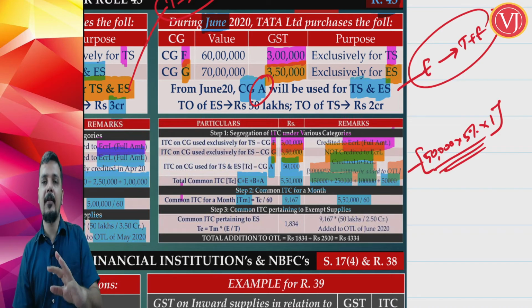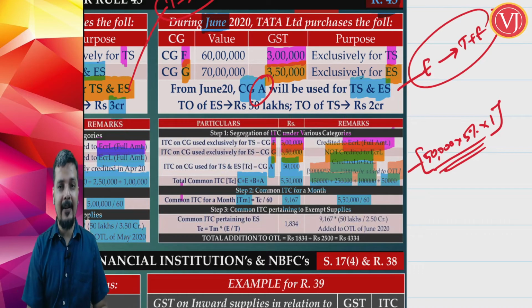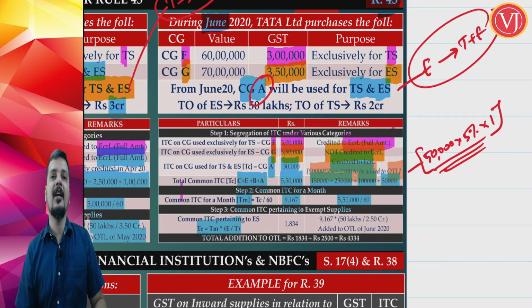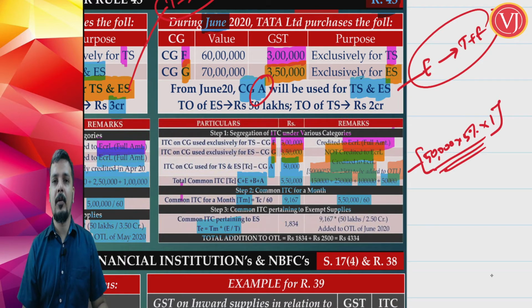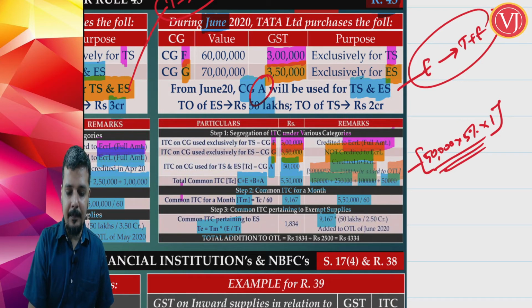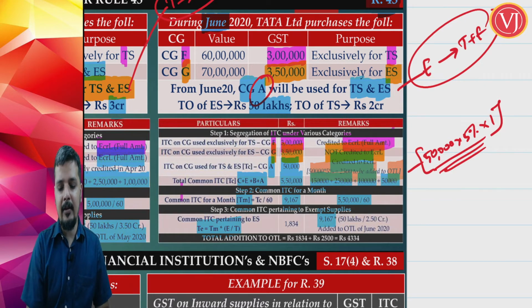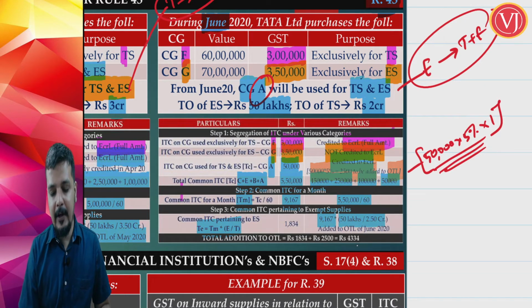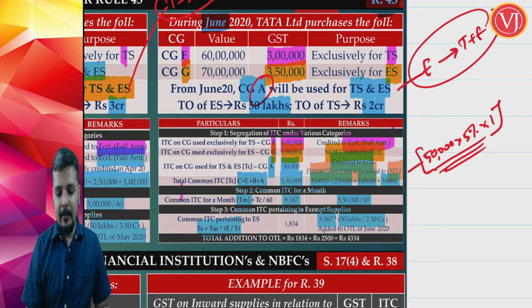Right. But this is not the reversal. Actual addition to output tax liabilities TE, which is equal to TM plus TM multiplied by exempt turnover divided by total turnover. So this monthly base is 9,167 multiplied by, what is the exempt turnover? 50 lakhs. What is the total turnover of 50 lakhs plus 2 crores? So multiplied by 50 lakhs divided by 2.5 CR. This will be added to output tax liability in June.